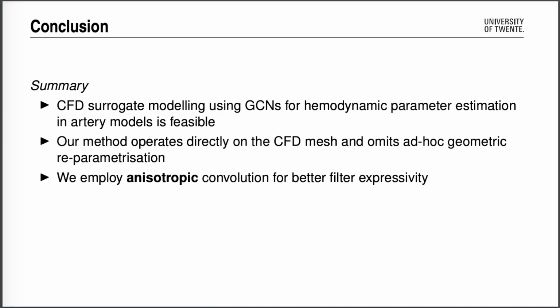In conclusion, we have shown that graph and mesh convolution neural networks are feasible for CFD surrogate modeling for hemodynamic parameter estimation in coronary artery models. We propose a plug-and-play method that operates directly on the CFD mesh and thus can be substituted into every workflow that previously used CFD. Our method is powered by anisotropic graph convolution and is able to easily predict 3D vector-valued quantities, all while staying equivariant to rotation.